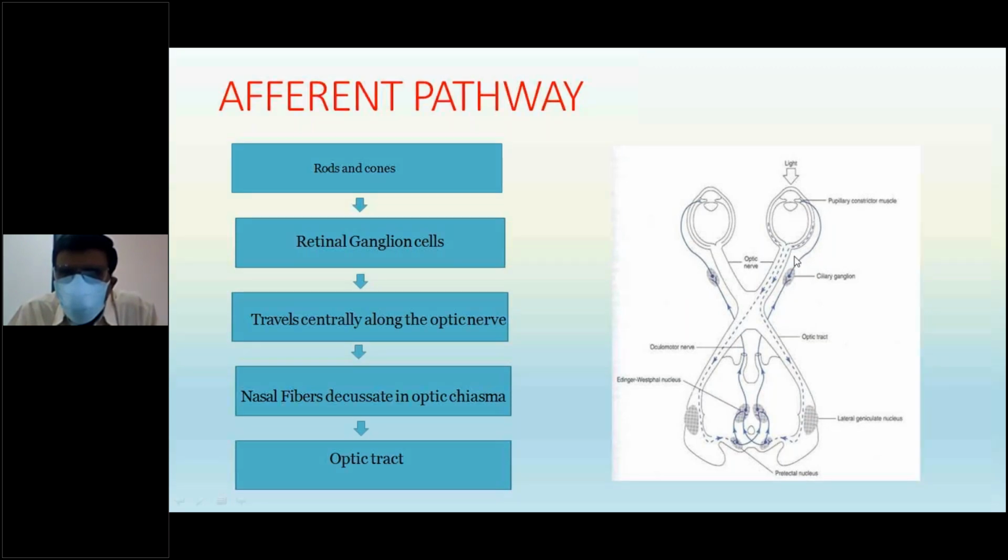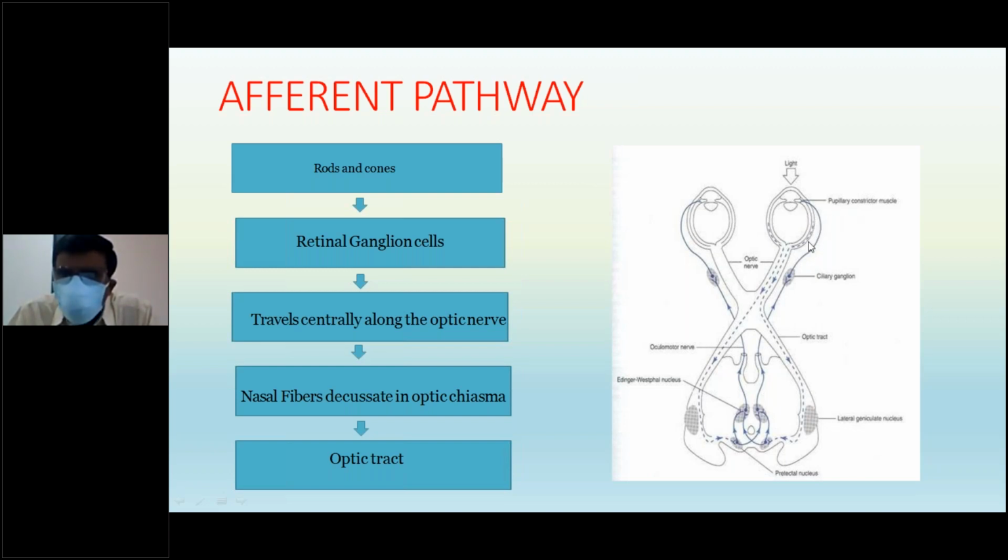Whereas the temporal fibers travel on the same side and reach the optic tract, lateral geniculate body, optic radiation, pretectal nucleus. This is the Edinger-Westphal nucleus. Edinger-Westphal nucleus is one of the parts of the nucleus of the third nerve. This is the pathway of the light reflex. One is the afferent pathway. Afferent pathway means the pathway through which the light enters. Efferent pathway means the pathway through which the pupillary reflex comes.